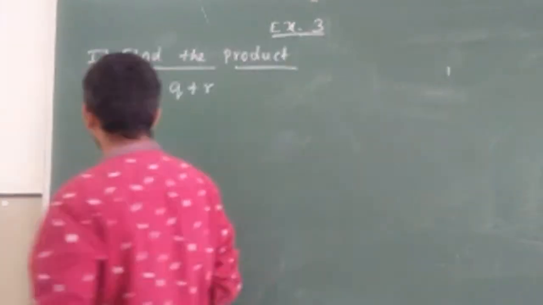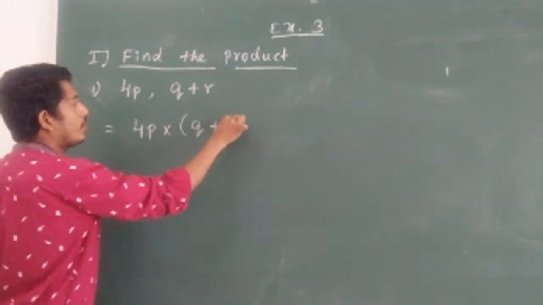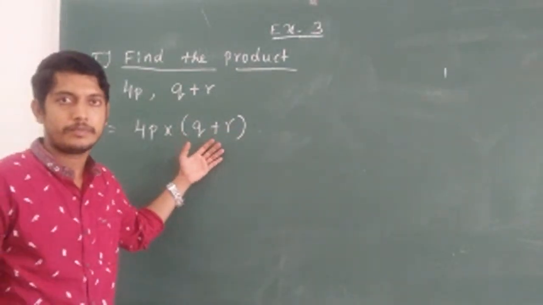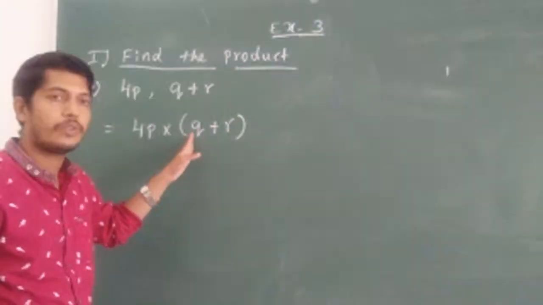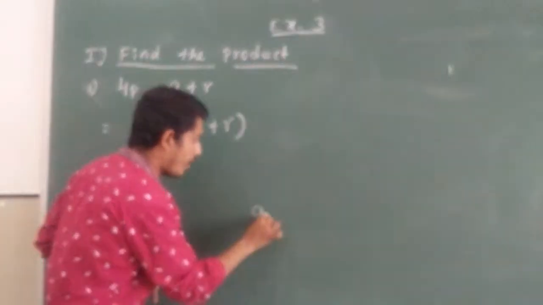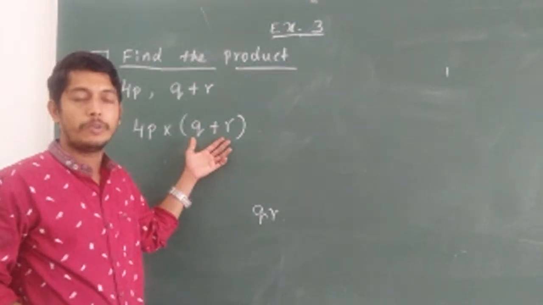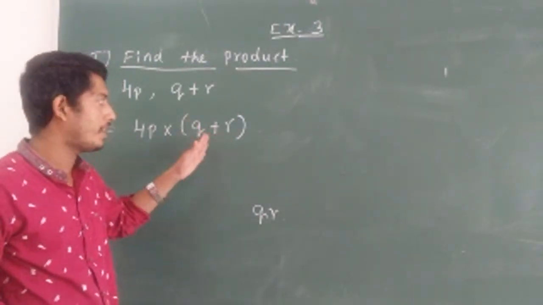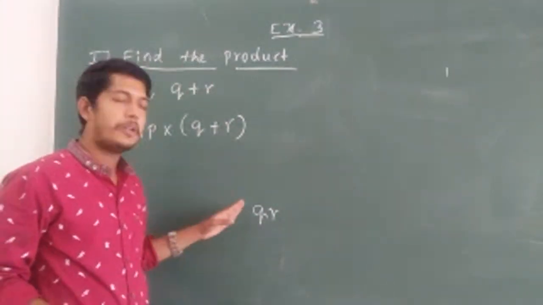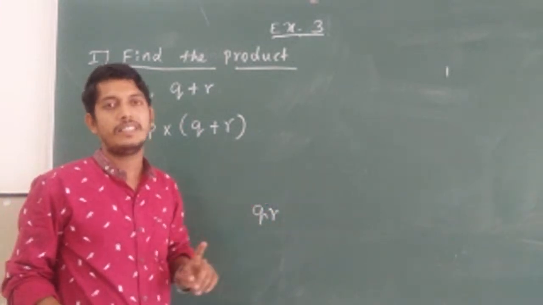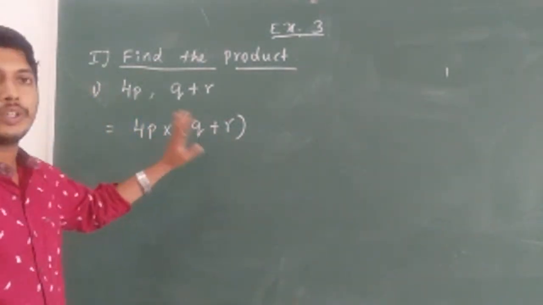So the first step, we have to write the terms with a multiplication sign. If 2 terms are present, I will use a bracket. If more than 1 term is present, as in this expression, q is 1 term and r is 1 term. If qr is present, then it is a single term. But here it is two terms because they are connected by a basic operation, that is plus. If it is minus, we also consider it as two terms. In multiplication and division, we consider it as a single term. So it becomes 4p into q plus r.